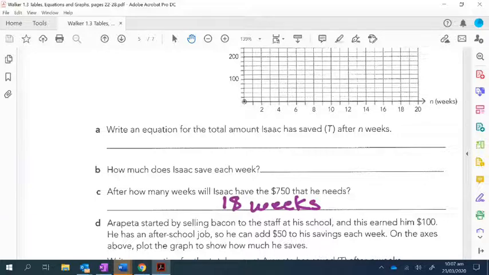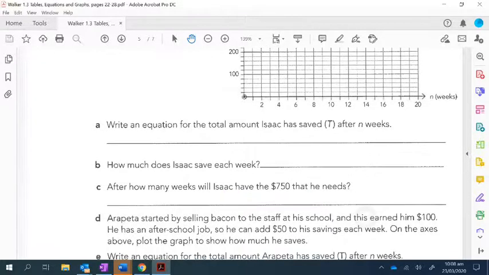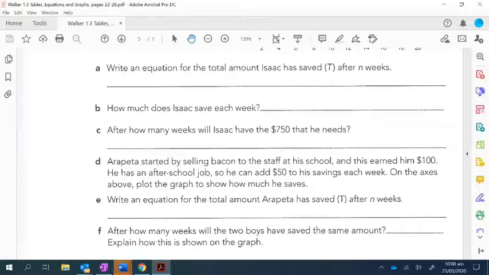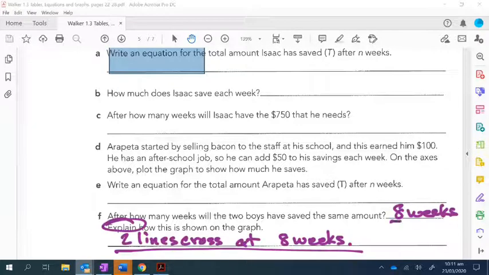All right. Good. Peta started selling bacon to the staff at school. Bacon? That's so weird. It's so random. How would you, like, is it cooked or is it just bacon? So the lines cross where they both are at 8 weeks, and you explain it. The reason you know that is because that's where the lines cross. If the lines are crossing, that means that at that point they have exactly the same values, right? Otherwise, they couldn't be crossing. Do all lines you think cross? No. So be careful.